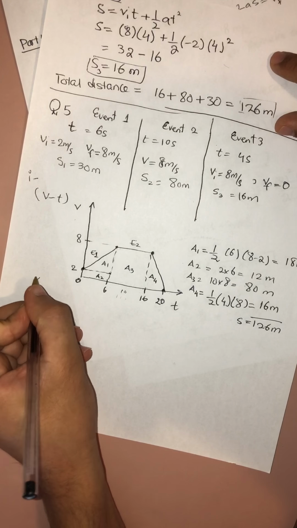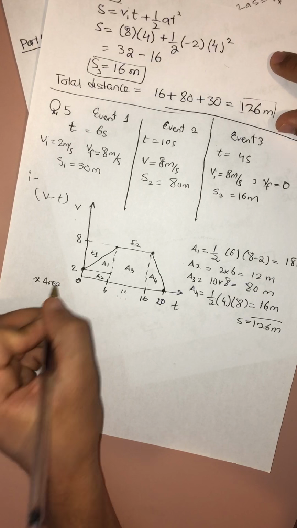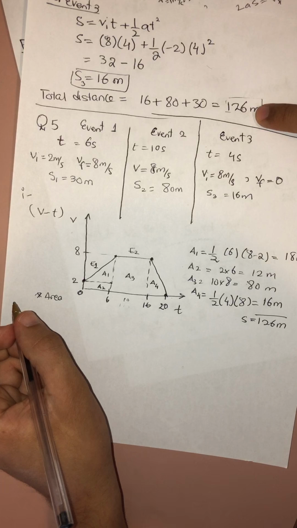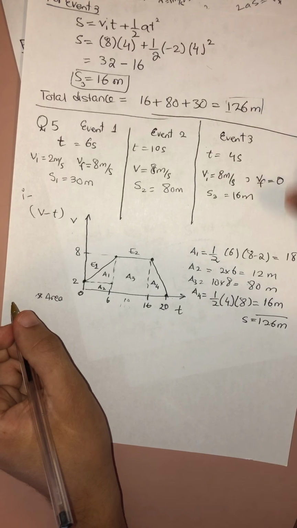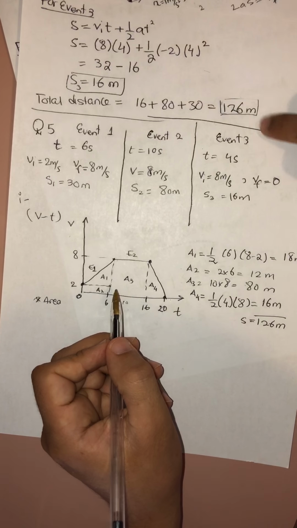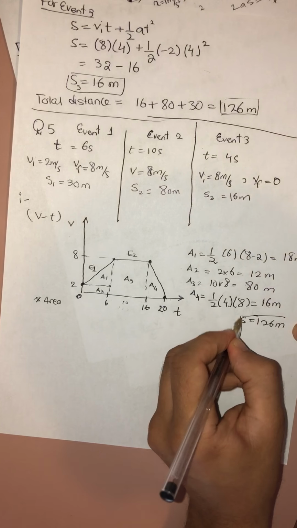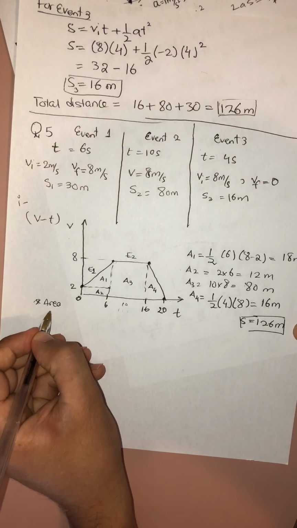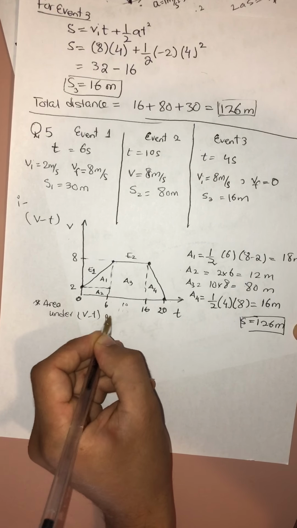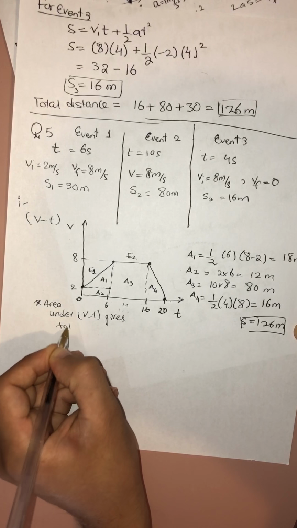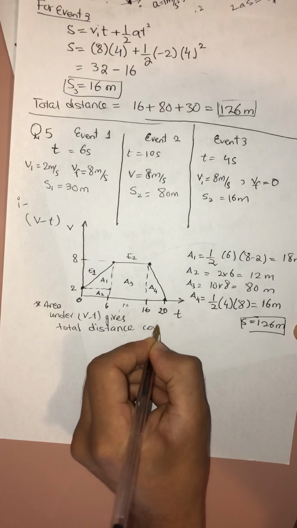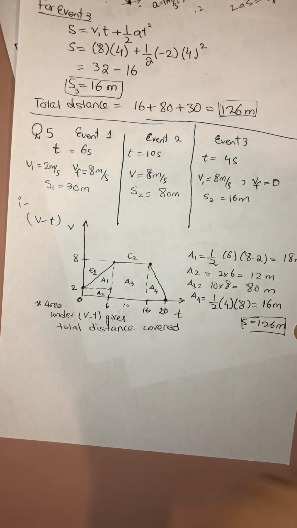So we can conclude that, and notice that in our previous question, which is actually the same question, the total distance we got using the formulas was 126, and the same distance we got here. So area under the velocity time graph gives total distance covered.